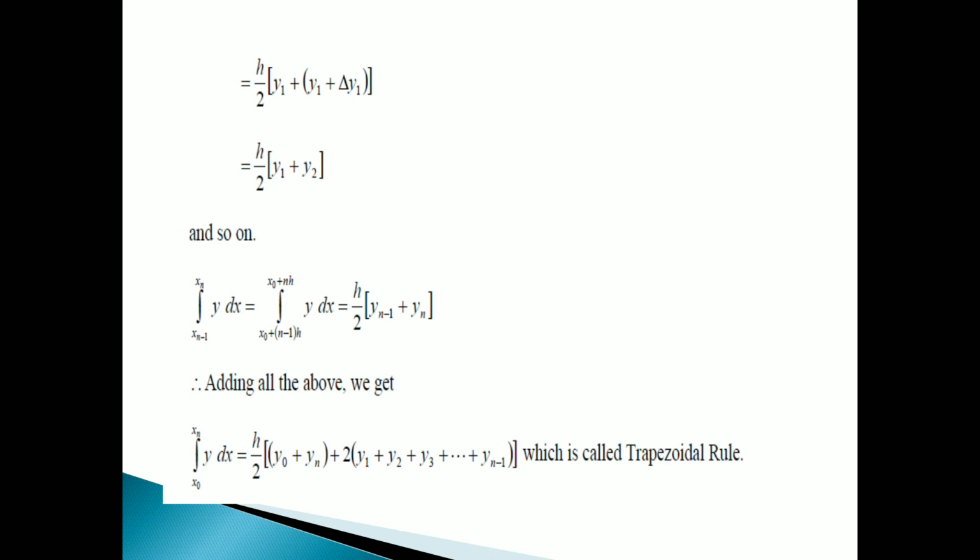Here we have already integrated the function step by step in the ranges from x0 to x1, x1 to x2, x2 to x3. So after adding, our total interval is from x0 to xn. So take the integration from x0 to xn y dx and add all the above values; we get the final formula of the trapezoidal rule, which is given by h by 2 into [y0 plus yn plus 2 times (y1 plus y2 plus y3 plus y4 plus and so on yn minus 1)], which is called the trapezoidal rule.